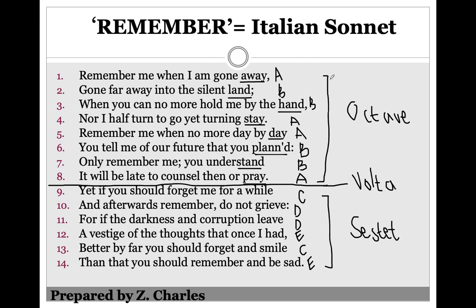Okay. So in our octave, lines 1 to 8, we have one idea, which is remember. And in our sestet, we have another idea, which is forget me. And what is that? A volta just means shift, meaning after line 8, the tone and the message and the idea of the poem will shift and swap around.